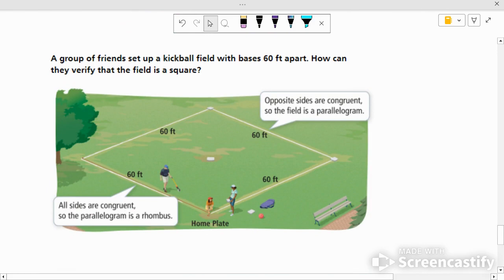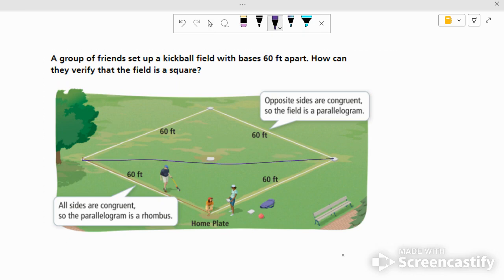A group of friends set up a kickball field with bases 60 feet apart. How do we verify that this is a square? That just makes a rhombus. All sides being equal just makes a rhombus. Doesn't make sure it's a square. How do we figure out if it's a square or not? Think pouring concrete. If the diagonals are equal to each other, if they would measure from here to here and from there to there, if those two diagonals are equal, then it's a square. If they're not equal, it's just a rhombus.